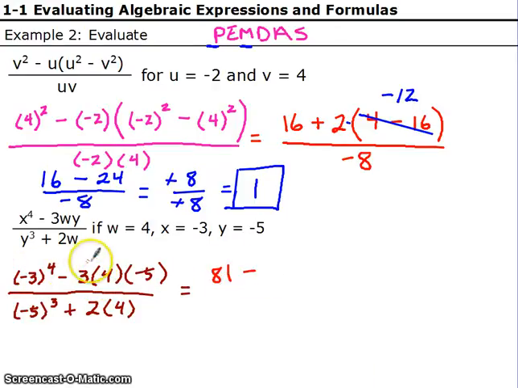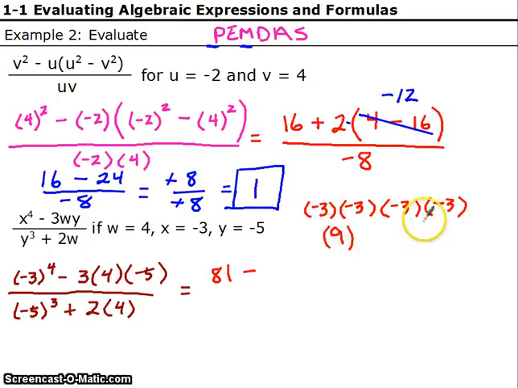All right, minus 3 times 4. Let me go back real quick. I'm going to do that a little better. So negative 3 times negative 3 times negative 3 times negative 3. The way I do this is negative 3 times negative 3 is positive 9. This negative 3 times negative 3 is also positive 9. And then 9 times 9 is 81. So that's how I tackle those 4th powers.